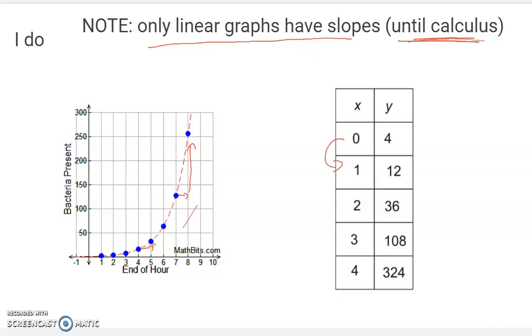Here, when you go up 1, you go up 8. Here, when you go up 1, you go up 24. Here, when you go up 1, you go up a lot, 70 something. And again, no slope. You've got to have a linear graph and equal increments to have a slope.